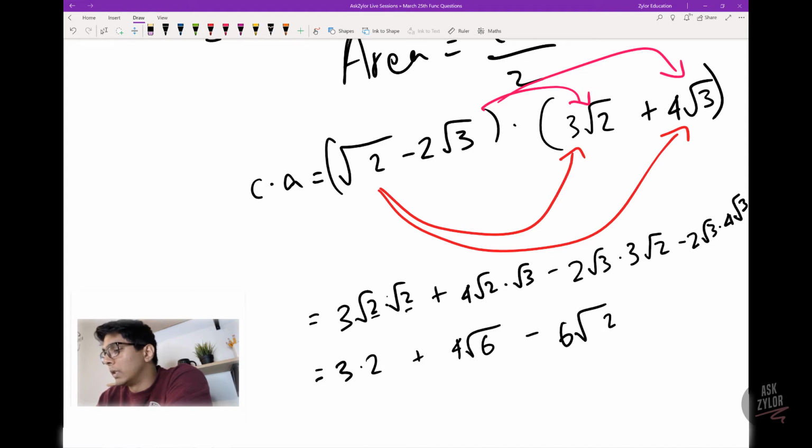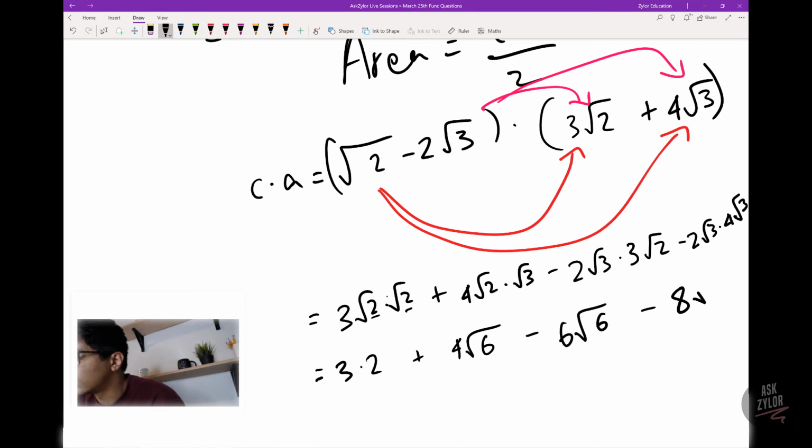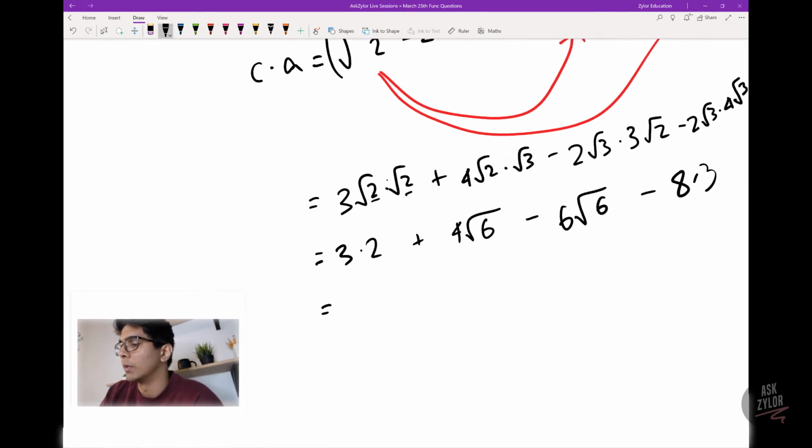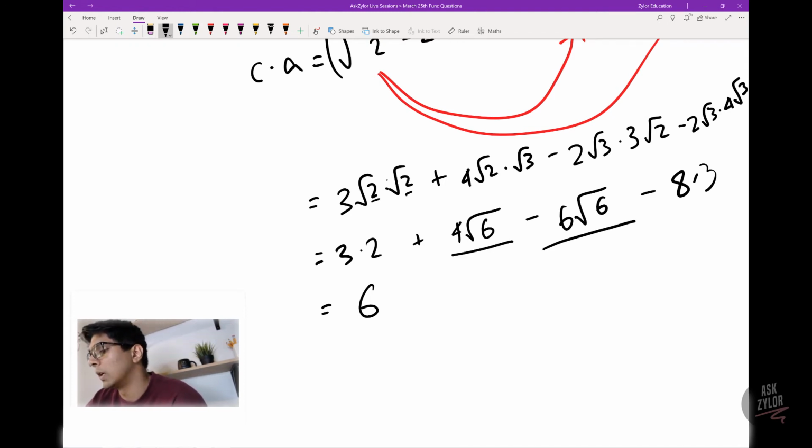Now it's a little different, right? We can't really simplify the square root, we're left with the square root of 6. And then minus, this is 8, square root 3 times 3 is 9. I know the square root of 9 is going to be 3, so I'm just going to put 3 here. Alright, so then I'm just going to simplify all this, so this is going to give me 6. Now these two terms have the same square root, so I can just add and subtract the coefficients. So plus 4 minus 6 is just going to be minus 2 square root 6. And then I have minus 24.